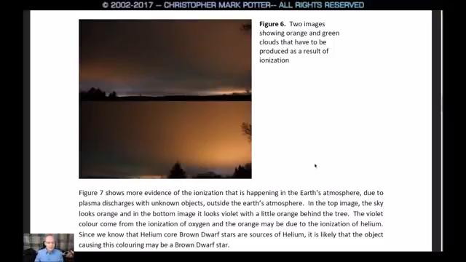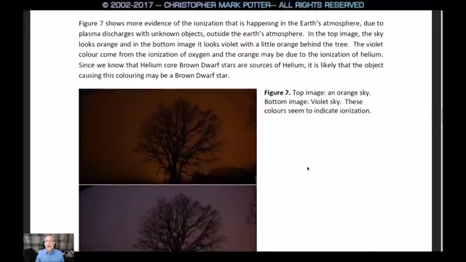Love it. Okay, figure 7 shows more evidence of the ionization that is happening to the Earth's atmosphere due to, excuse me, plasma discharges with unknown objects outside the Earth's atmosphere. In the top image, the sky looks orange, and in the bottom image, it looks violet. And a little orange behind the tree, right? The violet color coming from the ionization of oxygen, and the orange may be due to the ionization of helium.